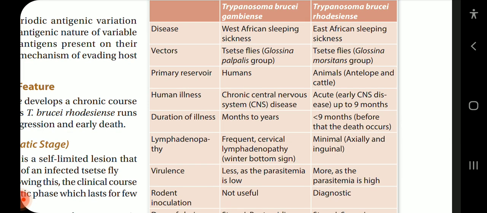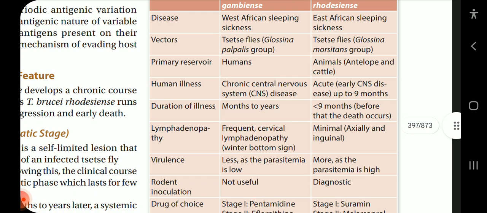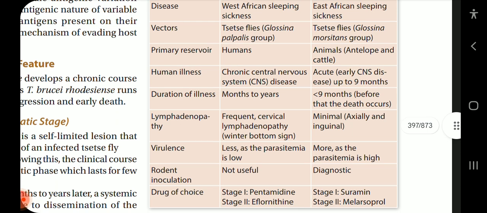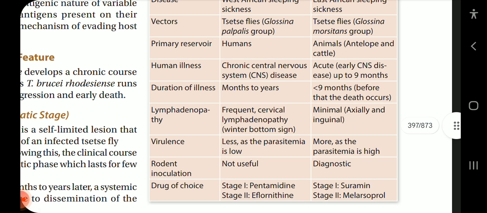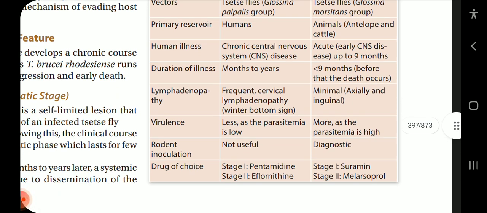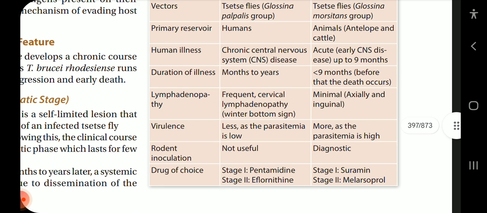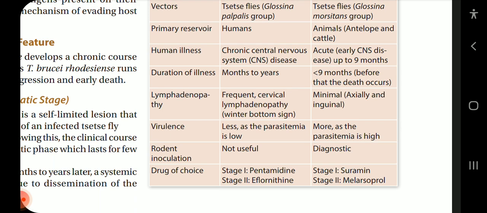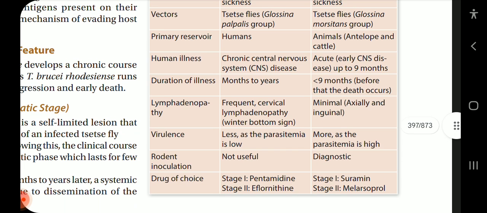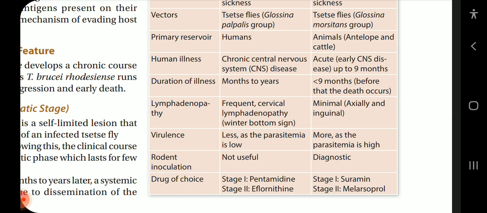Its vector is the tsetse fly, Glossina palpalis group. Primary reservoir is human. Human illness is a chronic central nervous system disease. Duration is from months to years. Lymphadenopathy is frequent, cervical lymphadenopathy with Winterbottom sign. Virulence is less as the parasitemia is low, and rodent inoculation is not useful, while the drug of choice for stage 1 is pentamidine, for stage 2 is eflornithine.